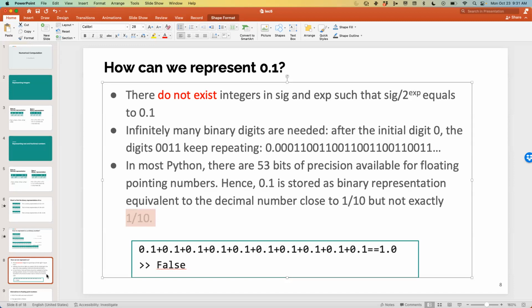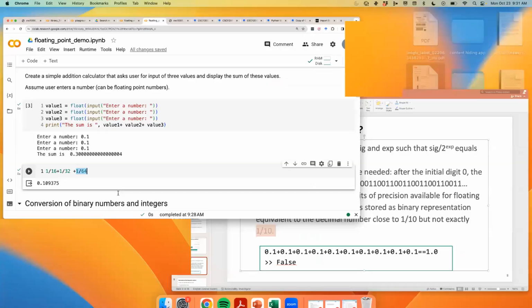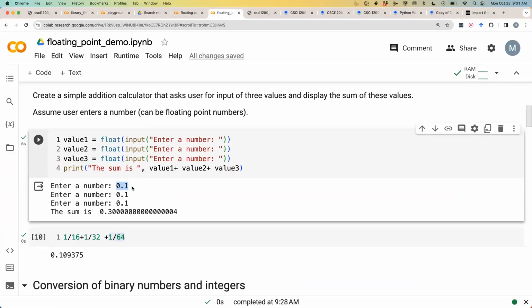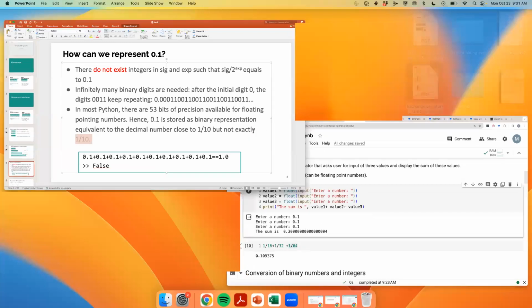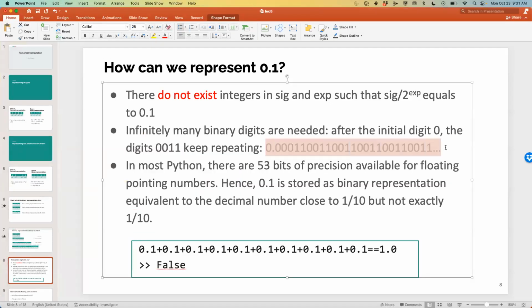Okay, so this is why when we do additions of 0.1 plus 0.1 plus 0.1, we get something that is not exactly 0.3. Because in the computer, when we type 0.1 in Python, 0.1 is represented as this binary string, which is not precise, which is not exactly 0.1.